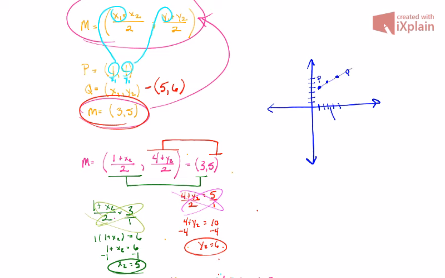So go ahead and take a look at that. Does it look like, and this is just a visual check, so there's really no guarantee that your answer is correct, but you can check to at least see if your solution is on the right track. Does it look like point M is exactly between P and Q? If it does, then you're probably on the right track.